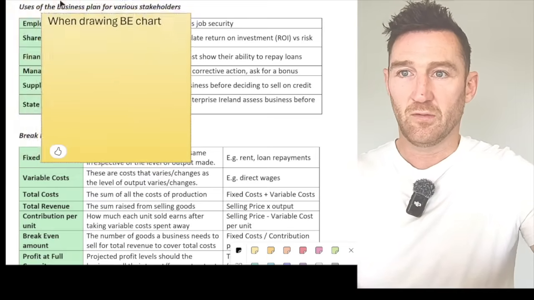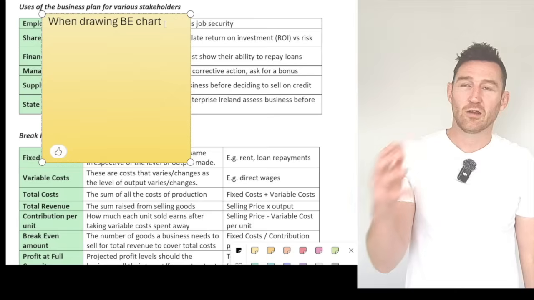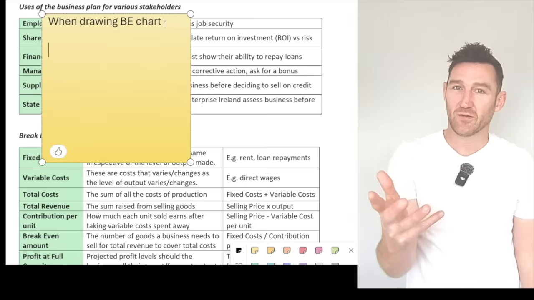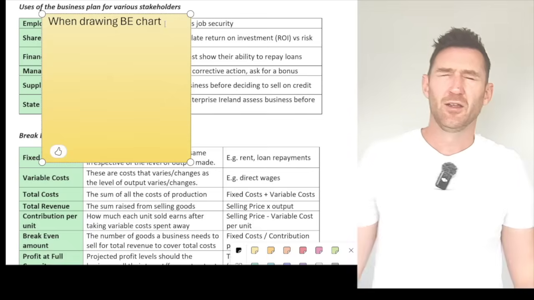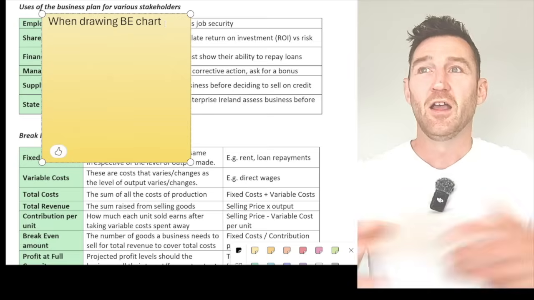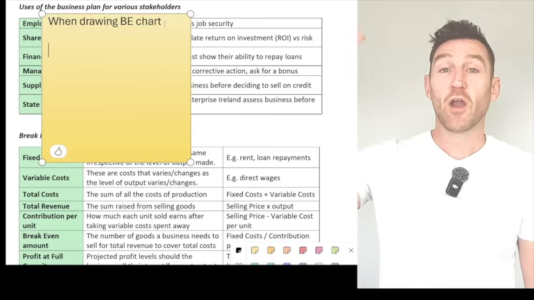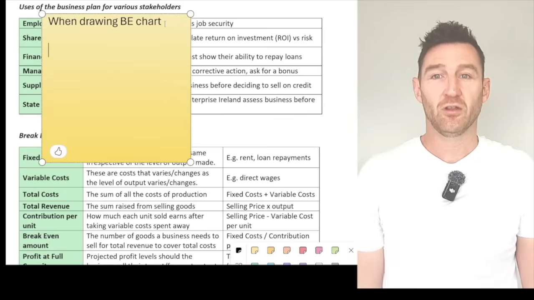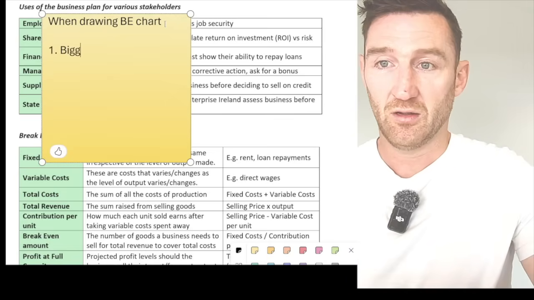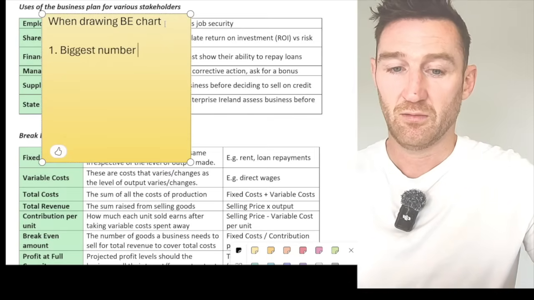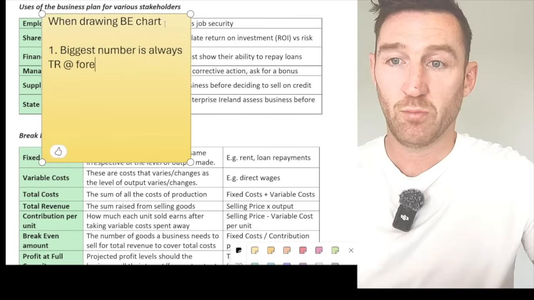I see students doing break-even, and they fall down at one of the first hurdles. Because the y-axis is both costs and revenue, that is a real headache for a lot of people. They're like, this is too much, there's a lot going on, and they don't know what number the y-axis is going up to. The biggest number on the y-axis. So when you're drawing the y-axis, the biggest number will always be, so when you're labeling it, total revenue at forecast output.